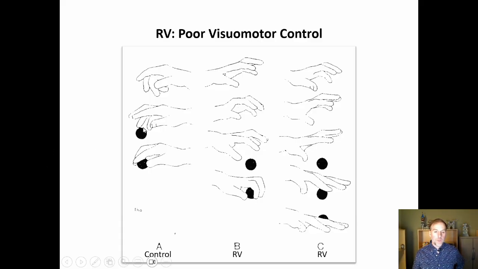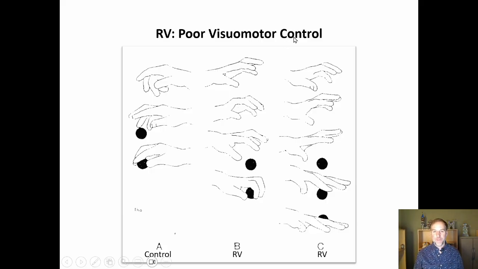So let's say we ask a participant to pick up a golf ball. This is a control individual. And what you'll notice is that the hands are very coordinated. So not only do we scale our grip aperture, but if we're picking up something like a golf ball, all the fingers are going to move in a coordinated way to pick that up comfortably and efficiently.